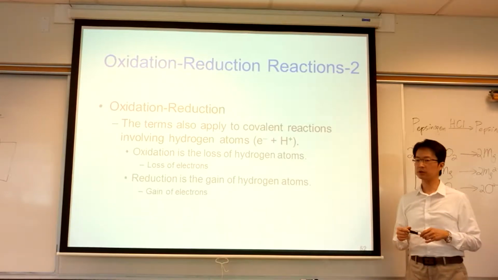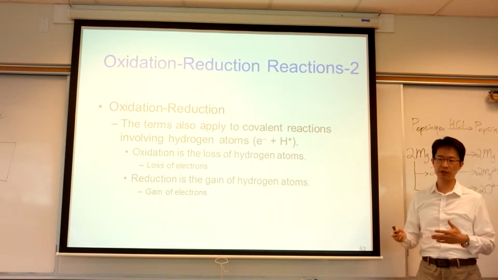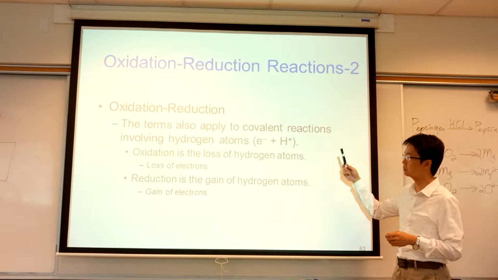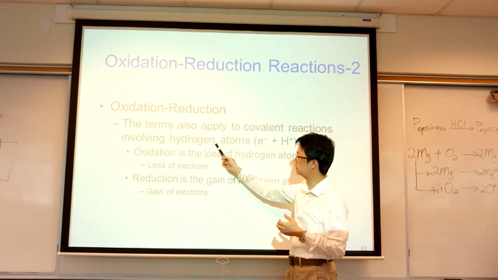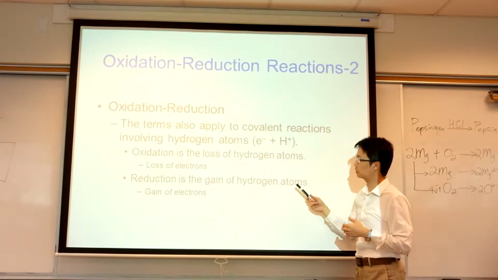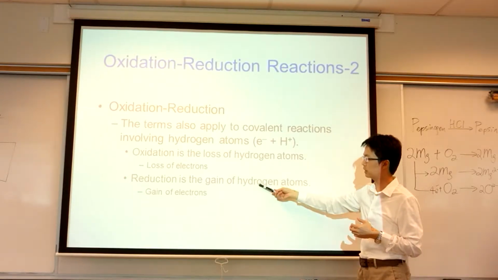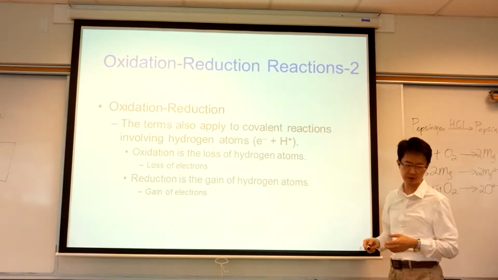Remember, I mentioned that the definition of oxidation and reduction, other than gaining and losing electrons, can also be gaining and losing hydrogen. So this is what I meant. You can involve hydrogen atoms. The loss of hydrogen atoms is similar to the loss of electrons. The gain of hydrogen atoms is similar to the gain of electrons.